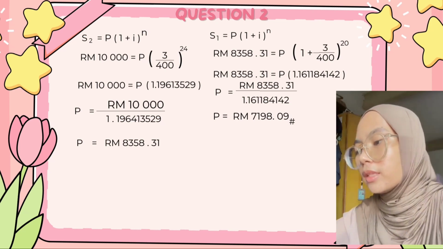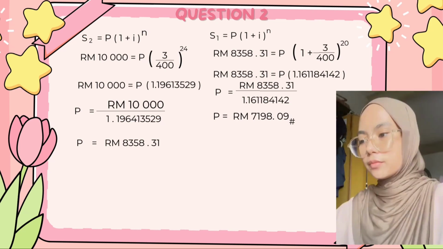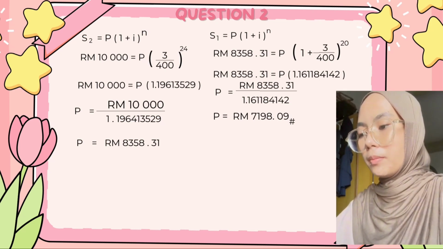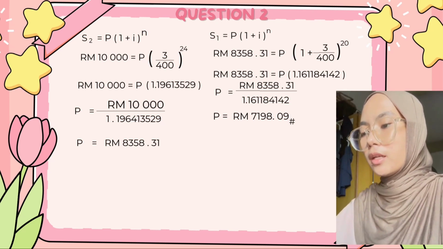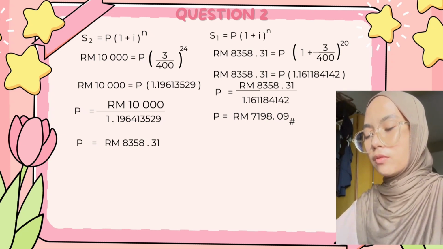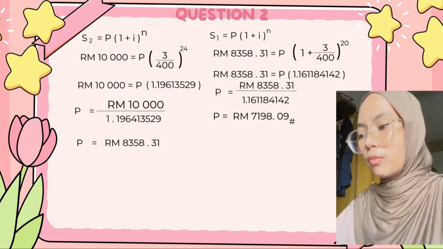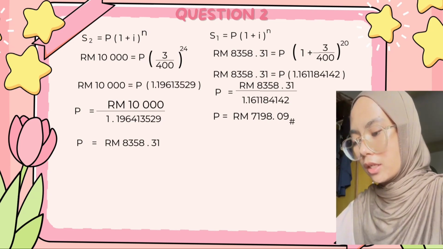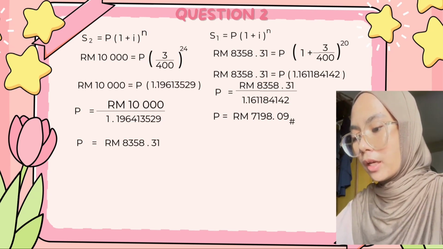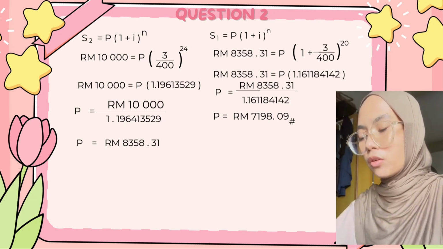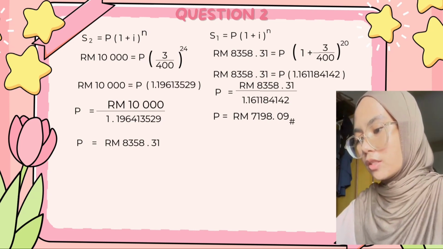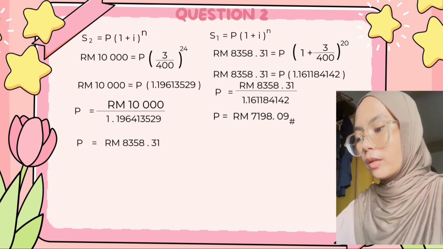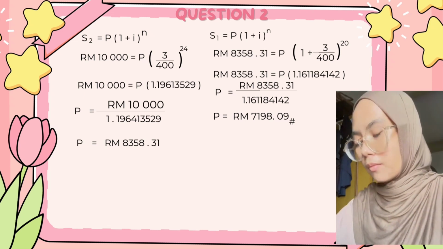Next, we use the amount RM8,358.31 as a new future value. This time, the number of periods is 20 because it refers to an earlier time. So we use the same formula. So RM8,358.31 equal P open bracket 1 plus 3 divided by 400 close bracket power 20. After that, we calculate the growth factor and we get 1.161184142. Now we substitute. So RM8,358.31 equal P times 1.161184142. So P equal RM8,358.31 divided by 1.161184142. So we calculate and get the answer for principal is RM7,198.09.